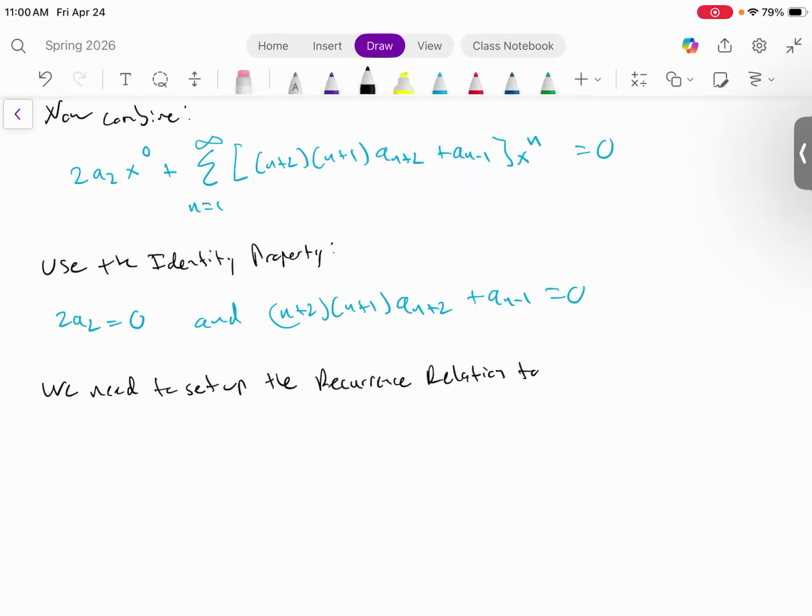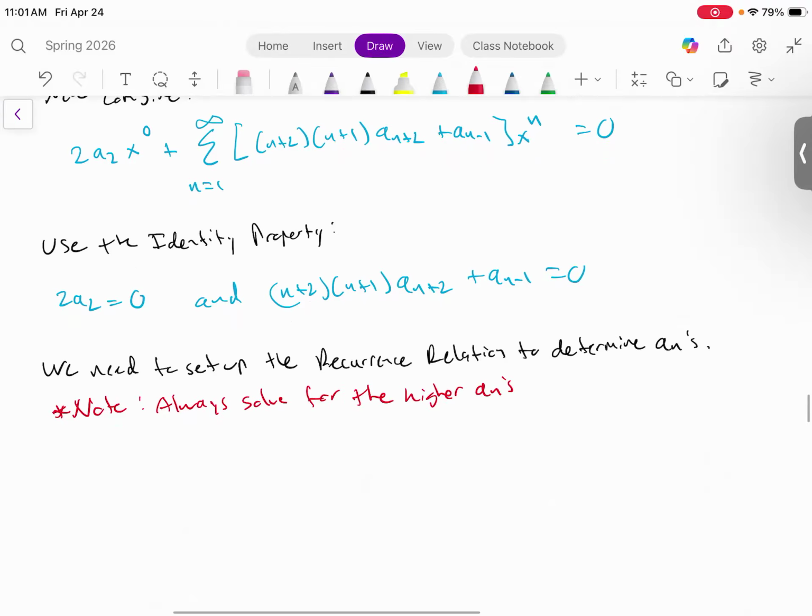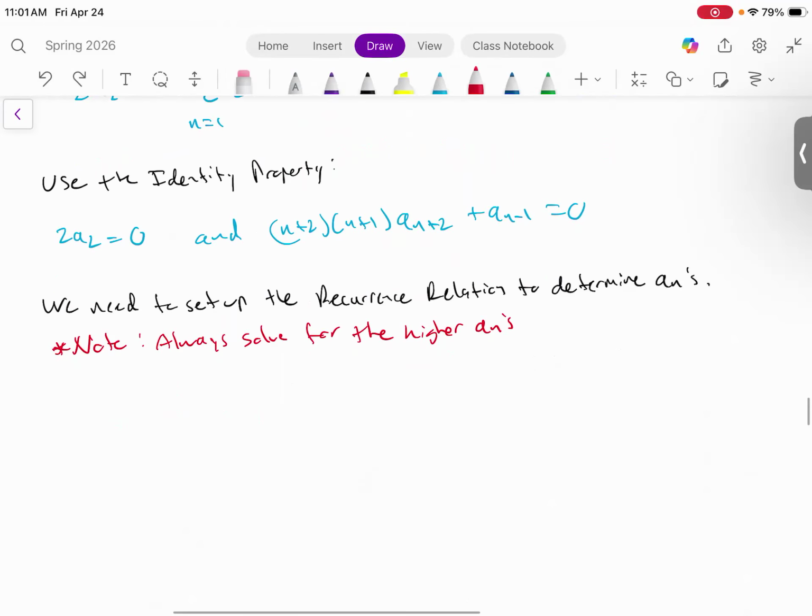Okay, we need to set that up to determine what those constants are, to determine the a sub n's. Maybe I could clean that up a bit. That's a little better. Okay, and when we do this, just keep the idea in mind that we always solve for the highest a sub n. In this case, I have a sub 2, a sub n plus 2, and a sub n minus 1. I'm going to solve for a sub n plus 2 for the recurrence relation. So let's get started on that.